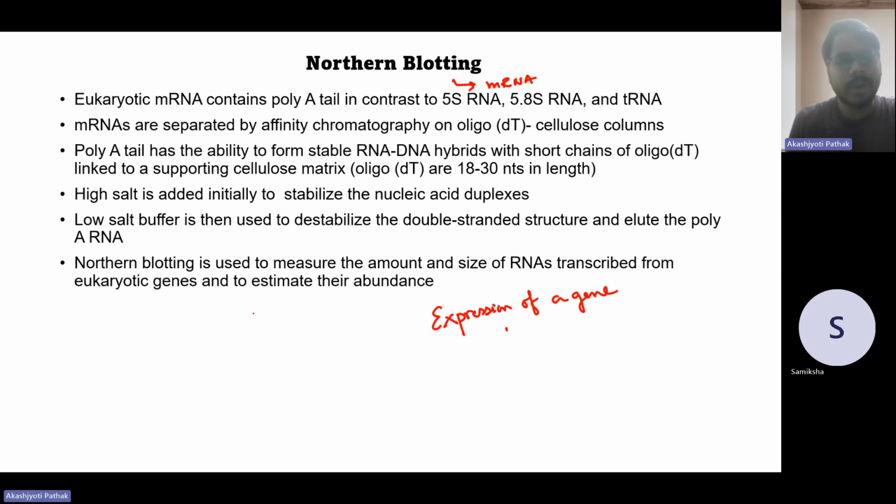Okay, so now when you isolate the RNA from the cell, there will be many types of RNA. There will be 5S RNA, 5.8S RNA, there will be tRNA, there will be rRNA. But one feature of the mRNA that differentiates it from other RNA is that it has a poly A tail. As we had discussed, the mRNA will have a poly A tail, and you can exploit this distinguishing feature of the mRNA to isolate it from the other RNA which are present in your sample.